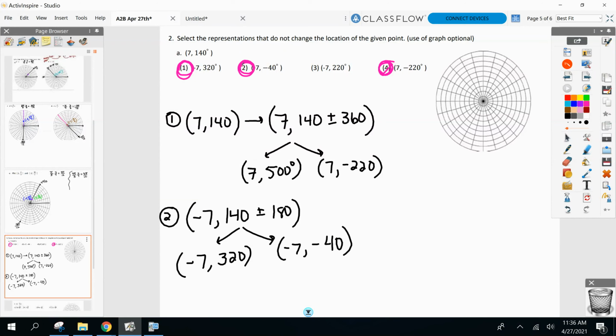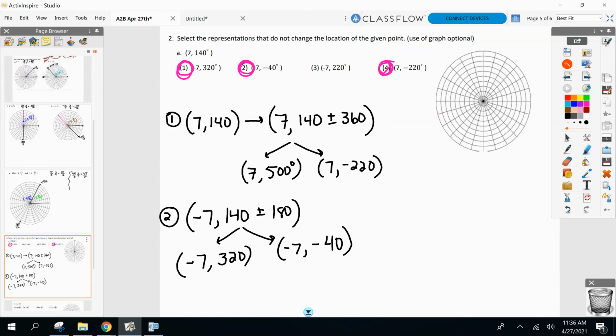Now, before I get to the last one, I'm showing you guys algebraically how to do this. If you want to throw it on the graph and go all the way around and keep adding 15s in both directions, you can. Or if you want to go 180 in both directions, you can use the graph to do that as well. But I like doing it algebraically. It's a little quicker. Any questions here on how to find new points but same location?